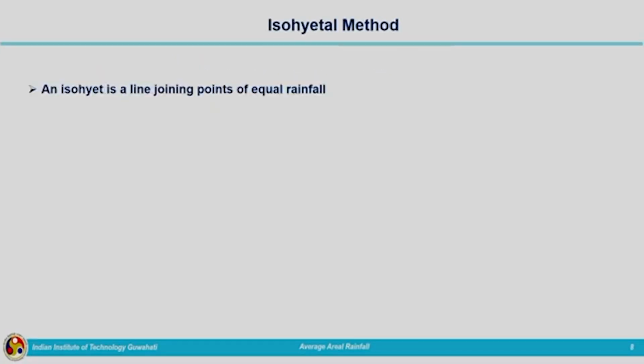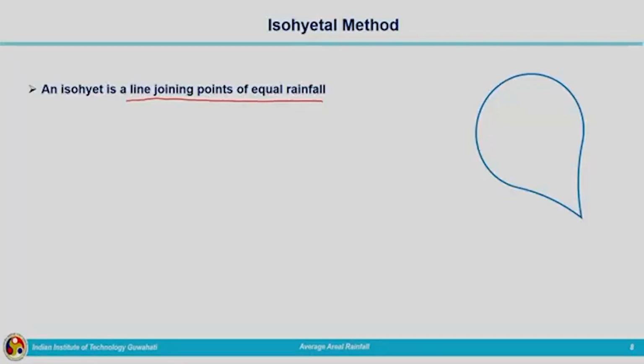Next method is the isohyetal method, that is the third method. What is an isohyet? An isohyet is a line joining points of equal rainfall. For example, you might have done a surveying course as a basic civil engineering course. In that course, you might have studied the line joining points of equal elevation, contours you have drawn. In the similar way, an isohyet is a line joining points of equal rainfall.